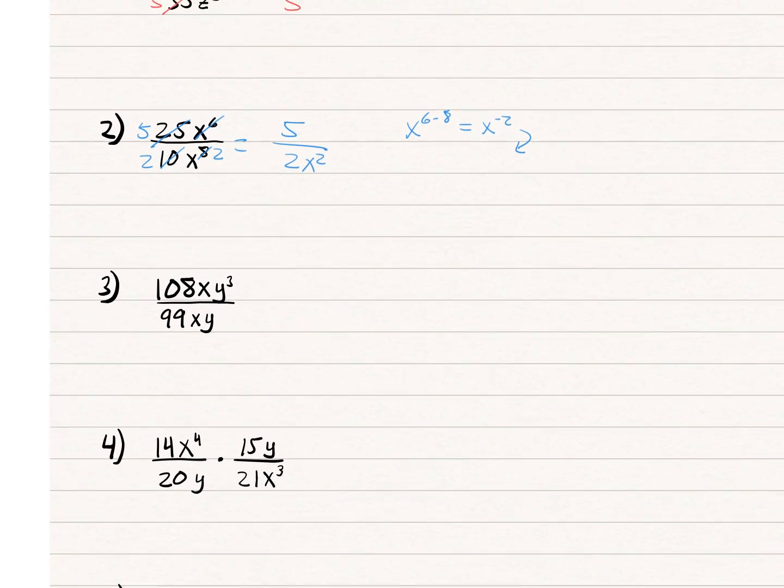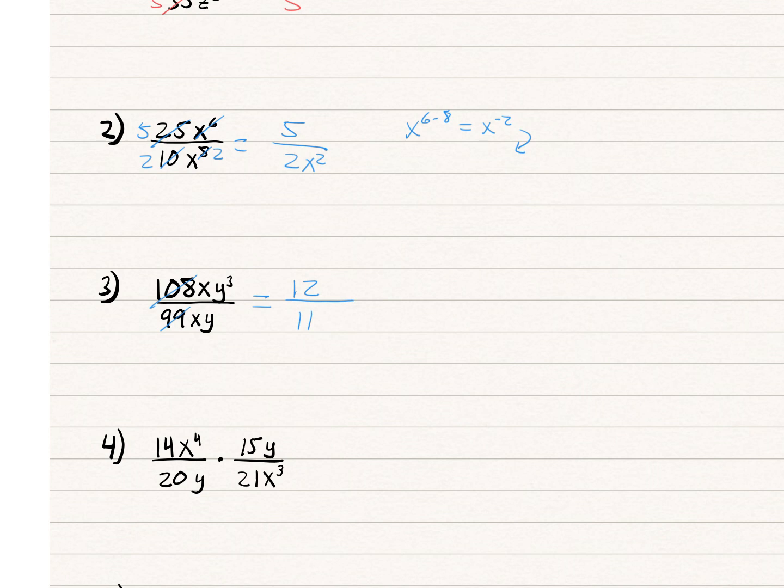All right, number 3, exact same thing. So we have coefficients of 108 and 99, so you're finding a greatest common factor between these two. So cancel out a 9. 9 is a factor of both 108 and 99. So dividing both of these by 9, we get 12 on the top and 11 on the bottom.